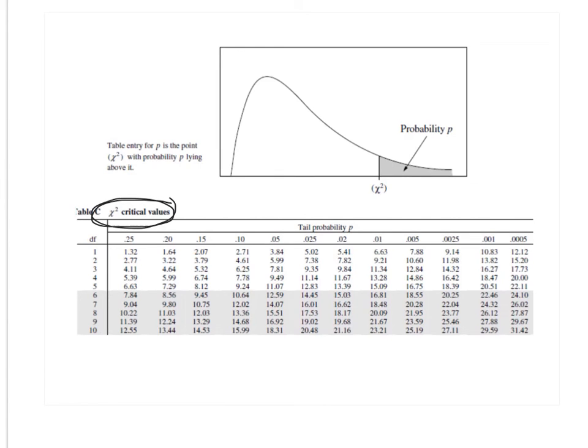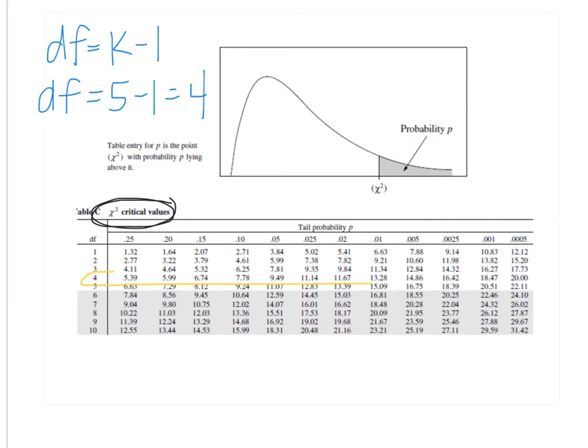Well, if I think about my example, df is k minus 1, where k is the number of categories. I had 5 different laptop providers. So my degrees of freedom equals 4. So I know I'm looking in this row of 4 right here. This is the row that I am going to look for my chi-squared value in.